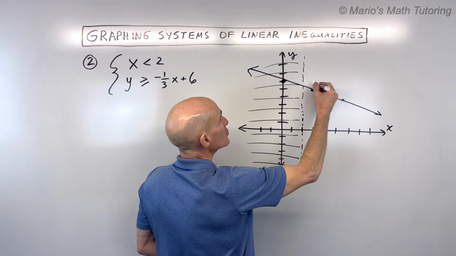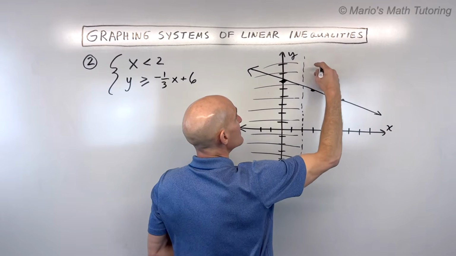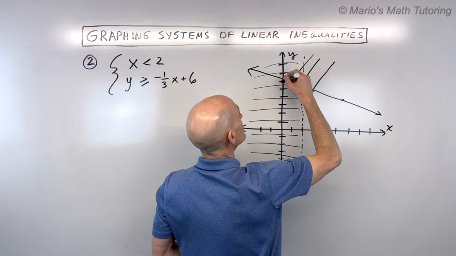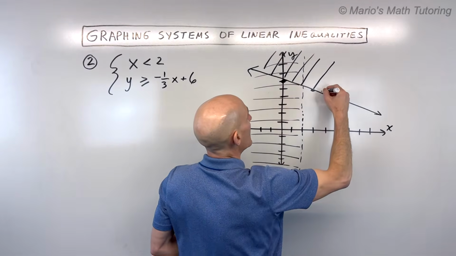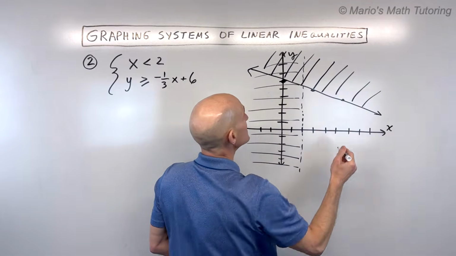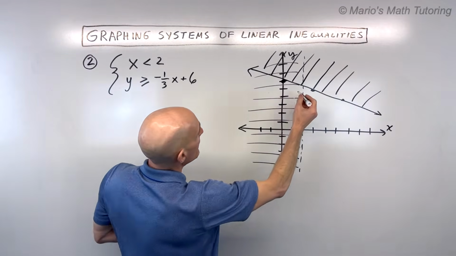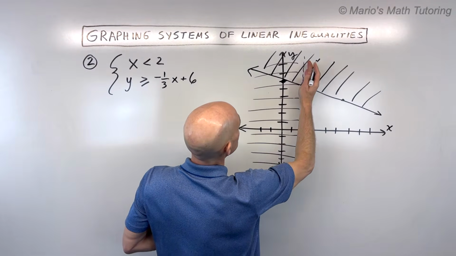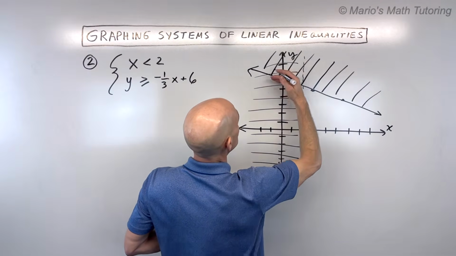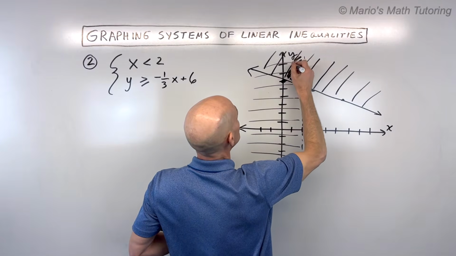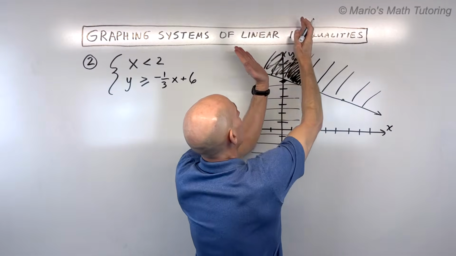Now, the way I like to do it is, I know it's on this side of the line. I like to draw lines that are perpendicular to the line. The reason I do that is it helps me to see a little bit more clearly where the two regions are overlapping. So it looks like they're overlapping right here, left of this line, x is less than 2, and above this line. It looks like right here in this triangular region, going like this.